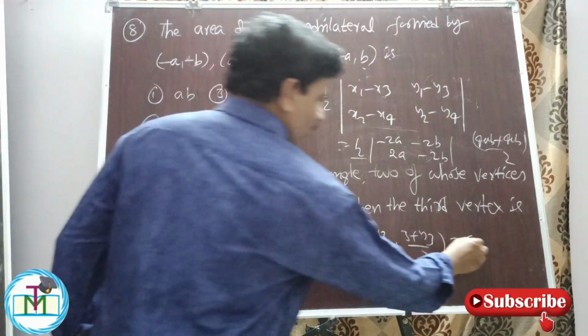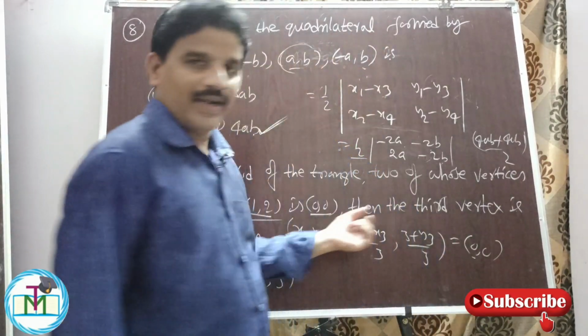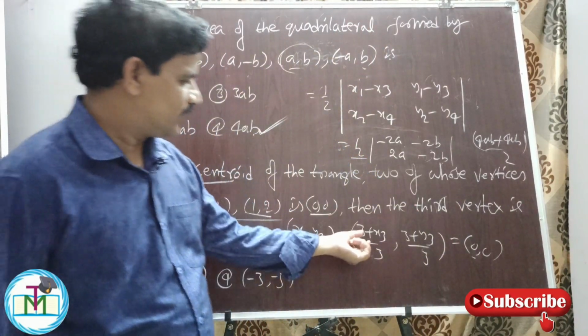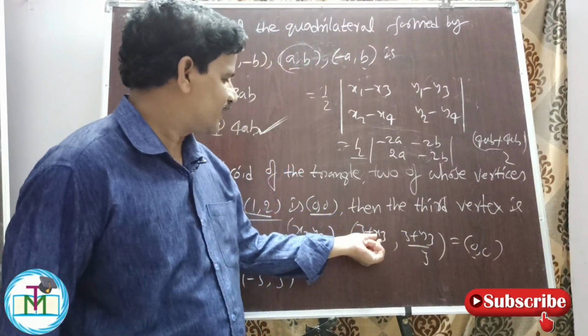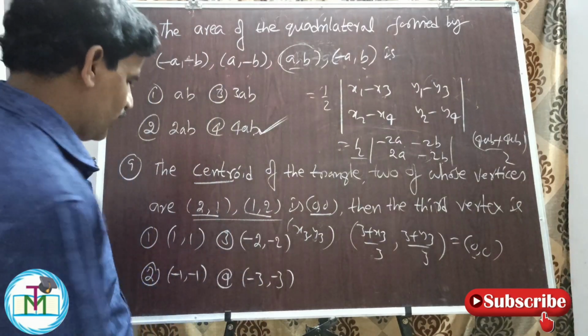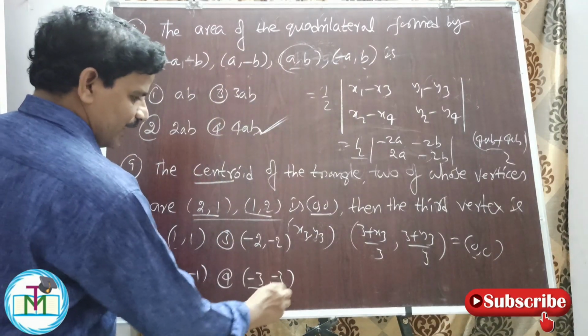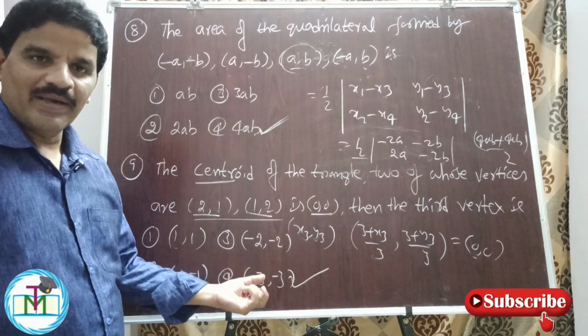This is equal to the centroid, 0, 0. When I equate x coordinates and cross multiply, 3 into 0 is 0, so x3 is equal to what? Minus 3. Here you can see minus 3 here only. Option 4, minus 3 comma minus 3, is the right answer.